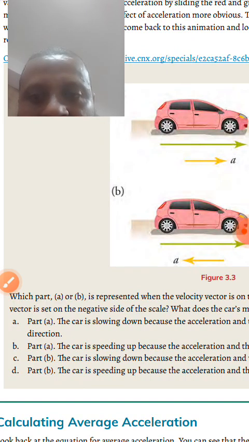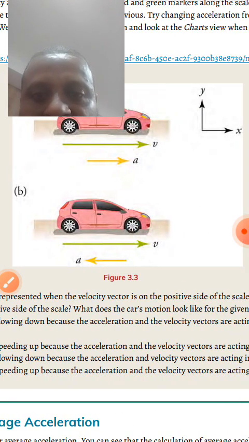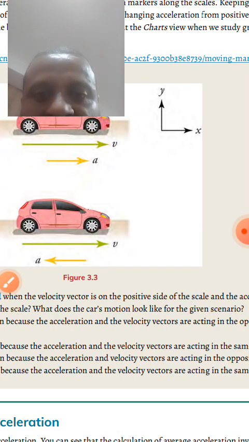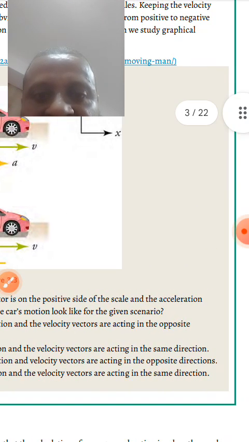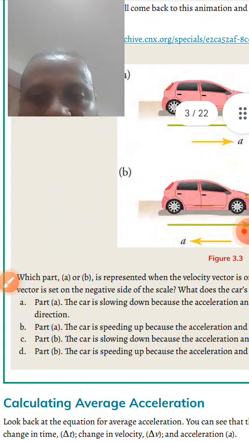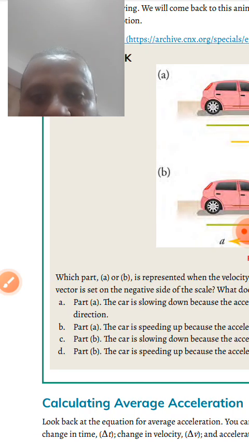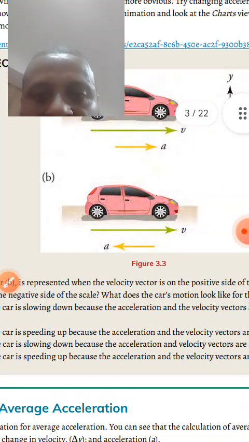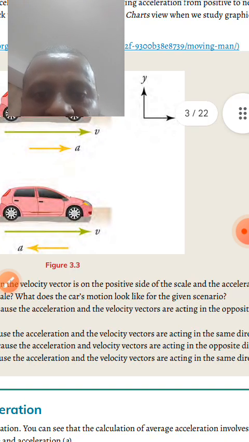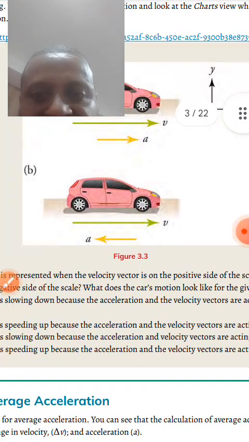Which part, A or B, is represented when the velocity vector is on the positive side of the scale and the acceleration vector is set on the negative side of the scale? What does the car's motion look like for the given scenario?